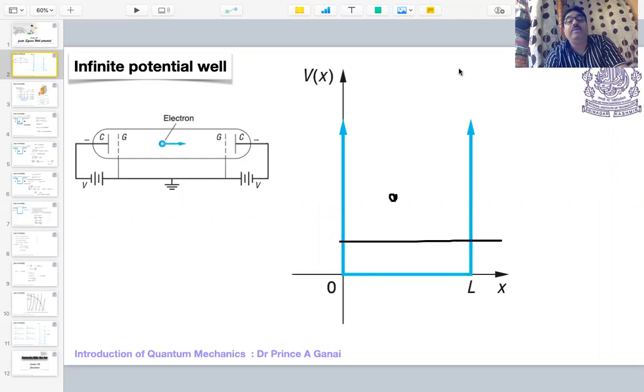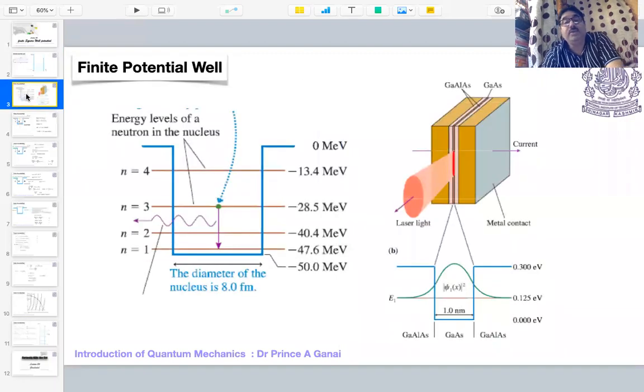Today, our lecture is on the finite potential well problem. This is very important and very interesting as far as the applications of this potential are concerned. Today, we are going to take a problem where the potential is finite and the particle is confined in this well, and then we will apply the Schrodinger equation and see what results we obtain.